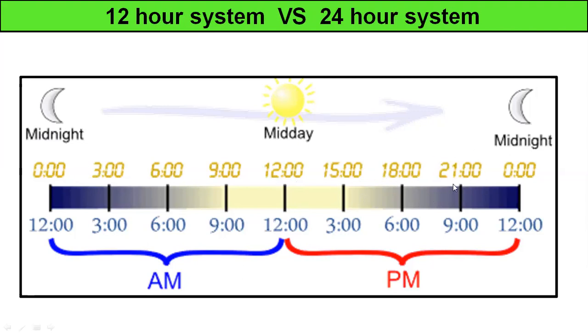Like for example, look at this 21. That 21 is similar to 9 at night. Because look, it's 21, a very big number. Any number after 12, like 12, 13, 14, 15, means afternoon. Until, for example, 21, 22, 23, and 23 is 11 at night. But when you reach 12 again, that's not going to be 24. We start counting 0 again.